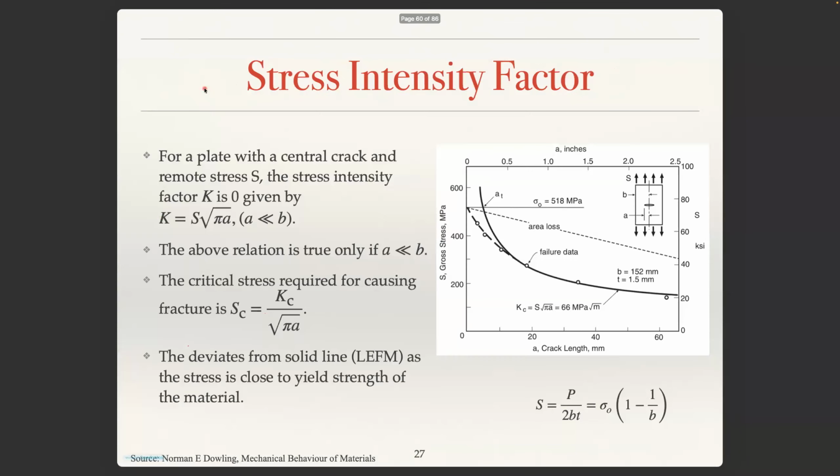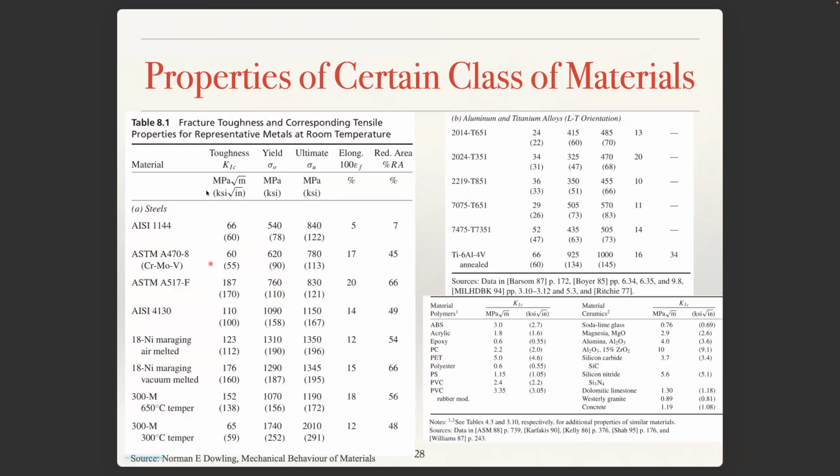So people have done these tests, and to compute fracture toughness, people have done various experiments. You can see for different grades of steels what the fracture toughness is, the yield strength, ultimate strength, percentage elongation and so on. This is for steels of different kinds, and this is aluminum and titanium alloys. This is for polymers. This is for ceramics.